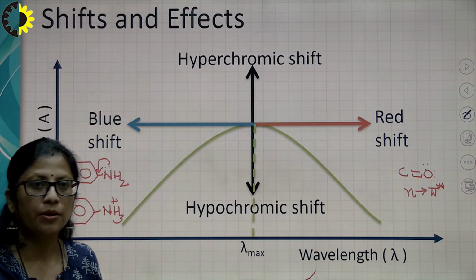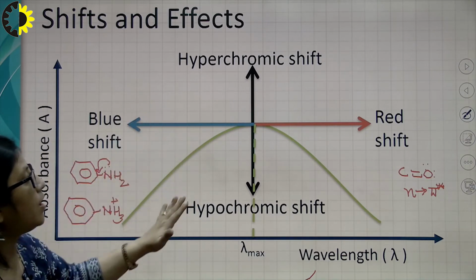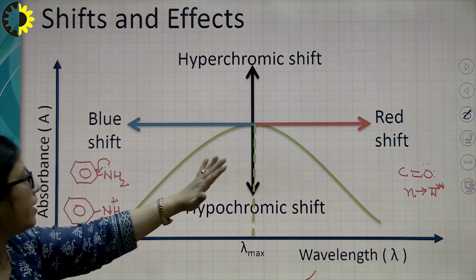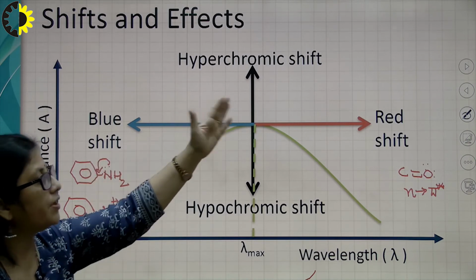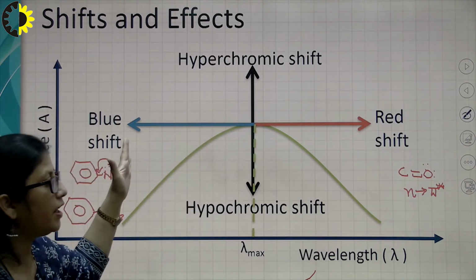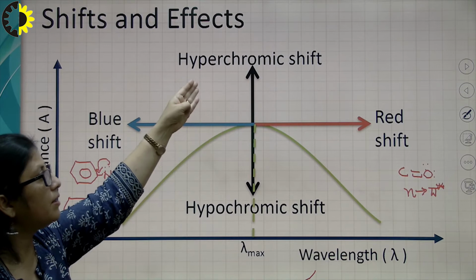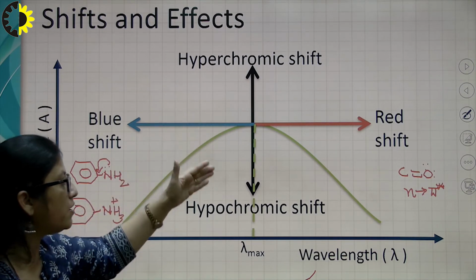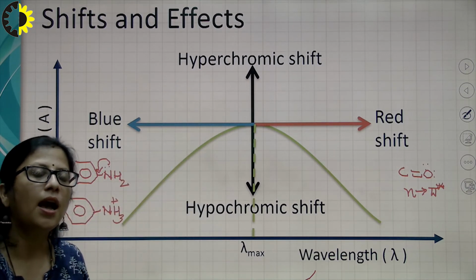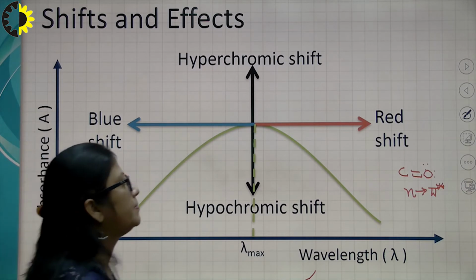So, overall there are 4 different types of shifts: red shift, blue shift, that is, increase in wavelength and decrease in wavelength; and increase in absorption maxima, that is the hyperchromic effect, and decrease in absorption maxima, that is the hypochromic effect.